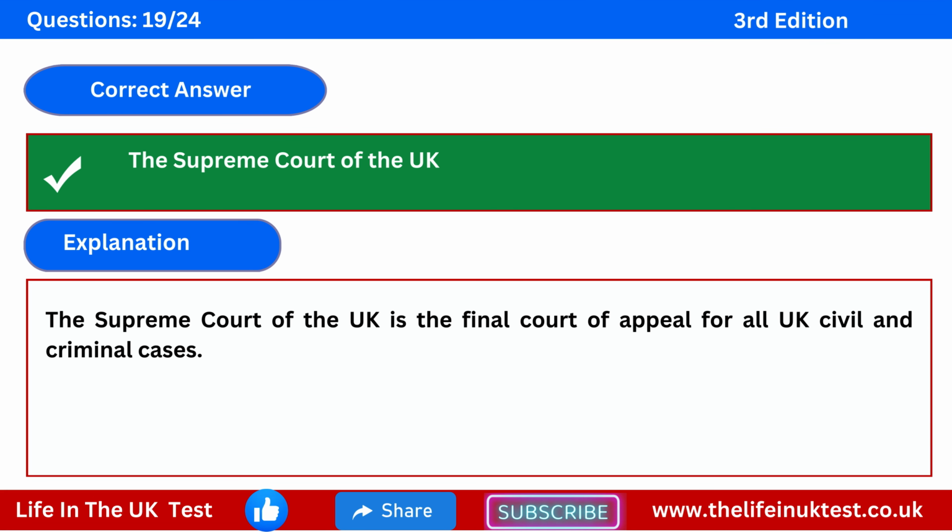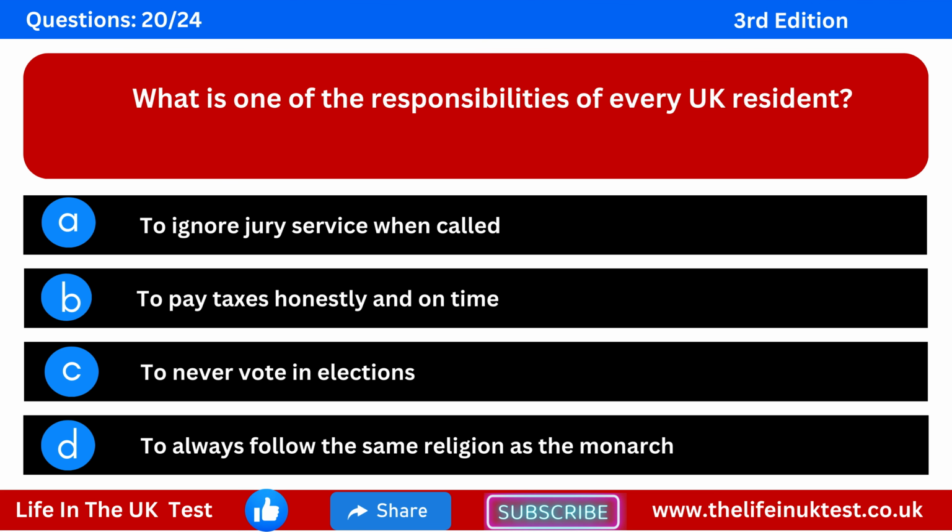The correct answer is the Supreme Court of the UK. Explanation: the Supreme Court of the UK is the final court of appeal for all UK civil and criminal cases. Question 20. What is one of the responsibilities of every UK resident? Option A. To ignore jury service when called. Option B. To pay taxes honestly and on time. Option C. To never vote in elections. Option D. To always follow the same religion as the monarch.